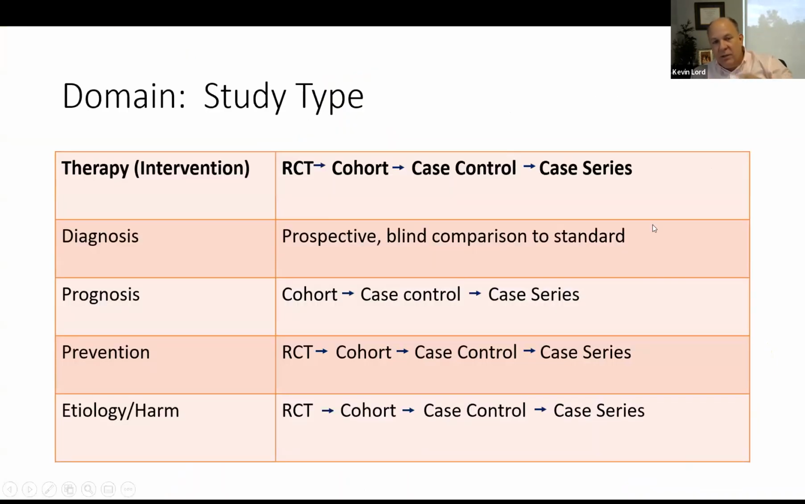So as we talk about the domain, we can talk about the study type. As I said earlier, therapy is probably the most common, the intervention. Randomized controlled trials are most frequently used.